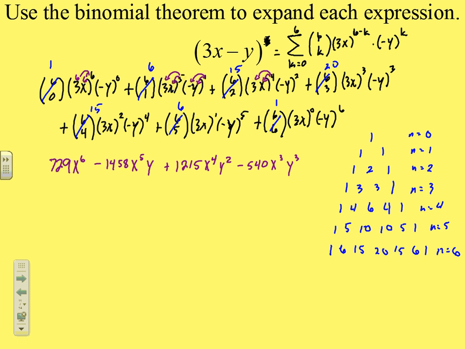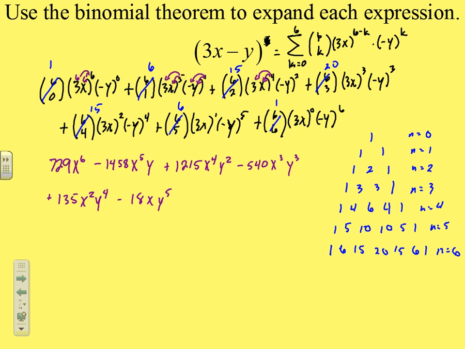15 times 3 squared is going to give me 135 x squared y to the fourth, and negative y raised to the fourth power is a positive number, so I'm going to say plus 135. And continuing on, 6 times 3 is 18 x y to the fifth, and since y to the fifth is an odd power, that will be a negative number overall.